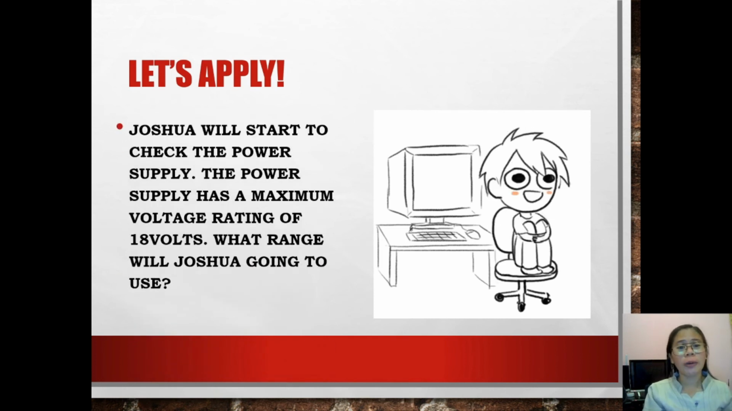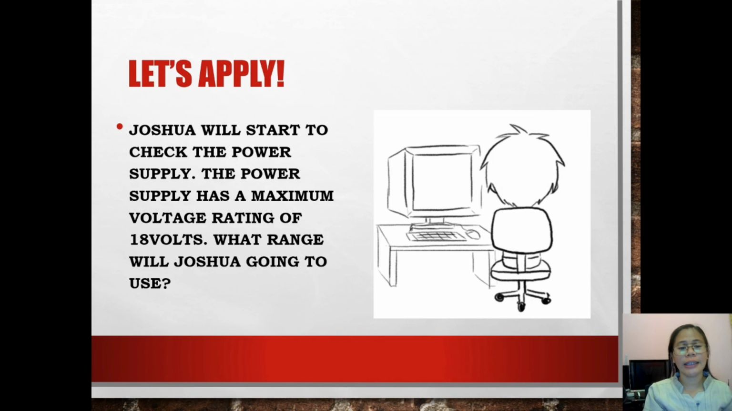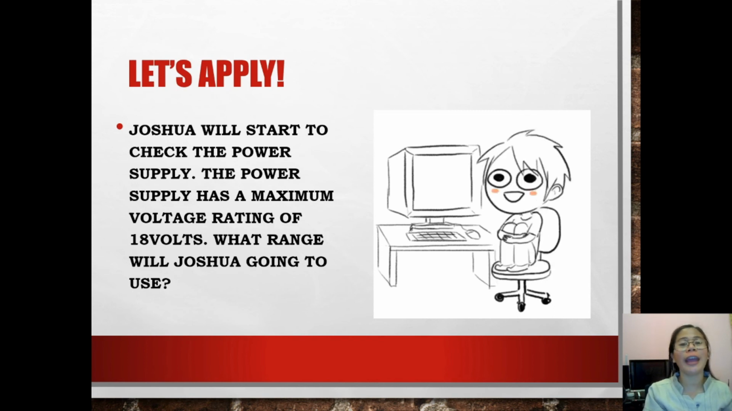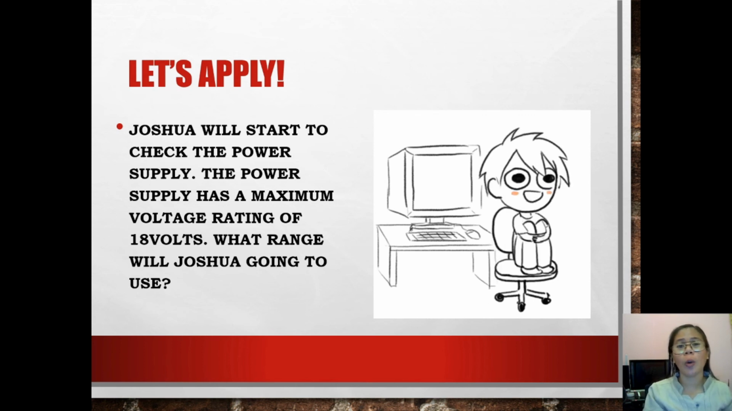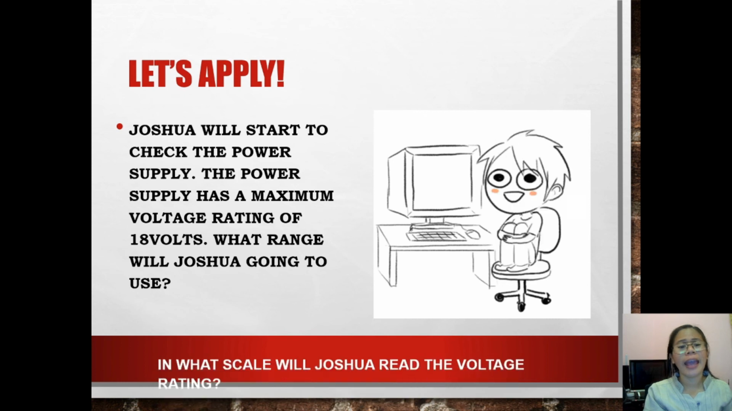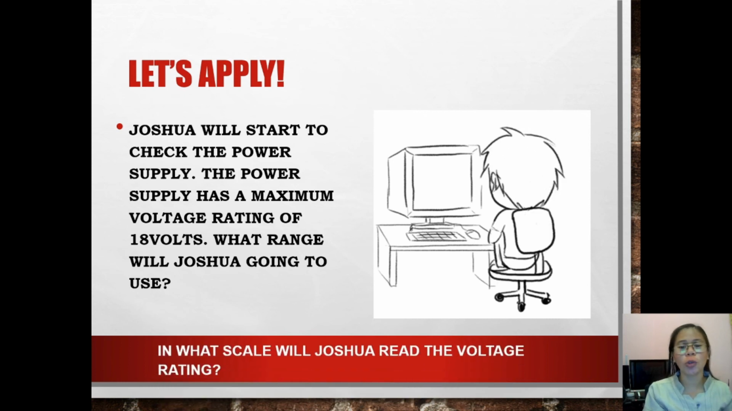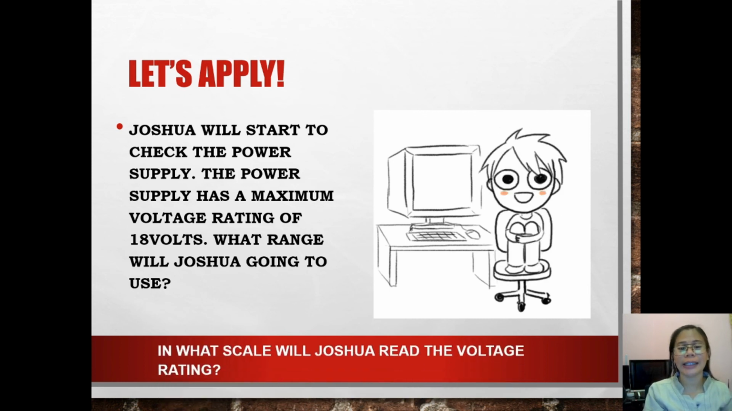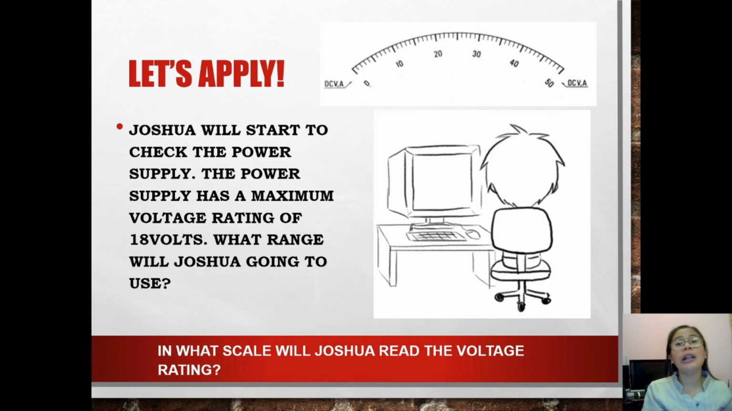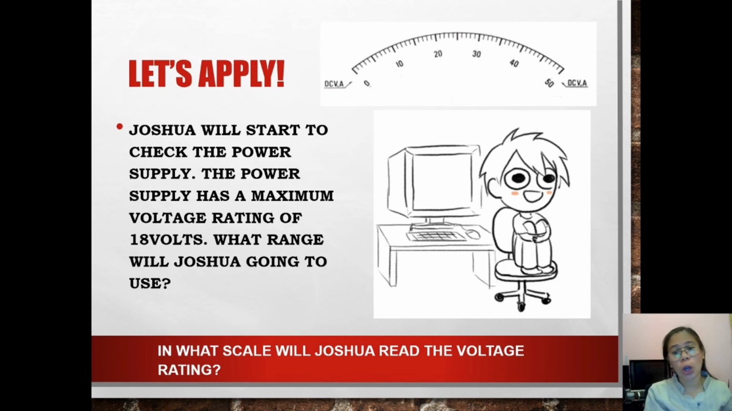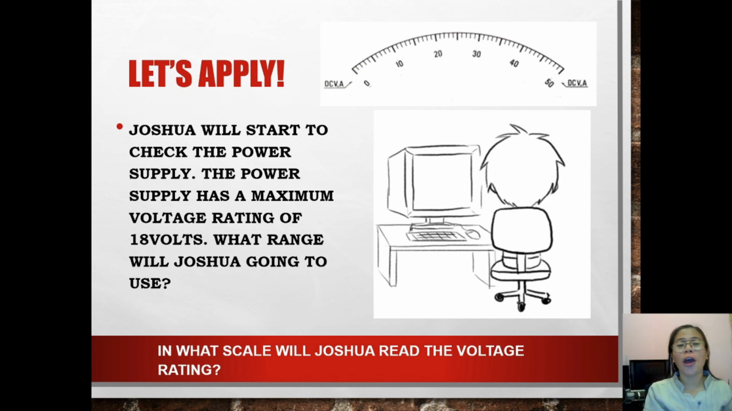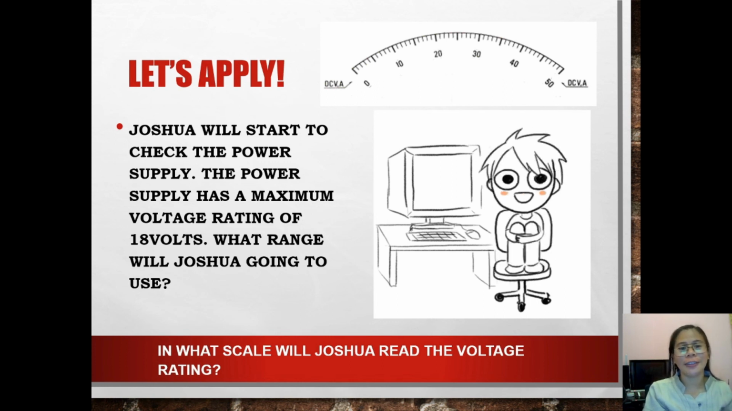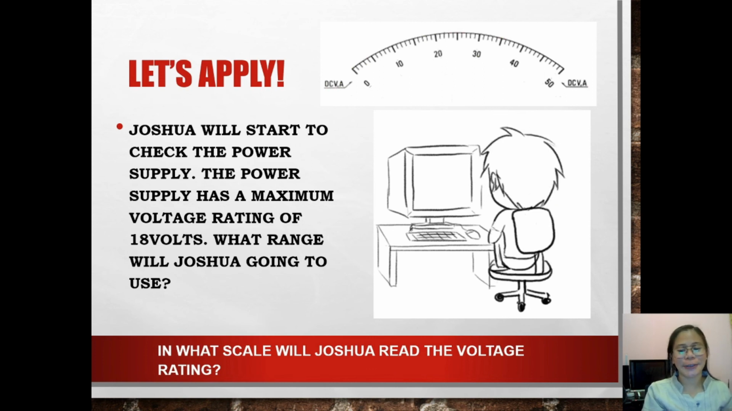Next, Joshua will start to check the power supply. The power supply has a maximum voltage rating of 18 volts. What range will Joshua use? And in what scale will Joshua read the voltage rating? Okay, very good. Joshua will use the range of 50 and the scale of 0 to 50. Very good. Correct. That is the answer.